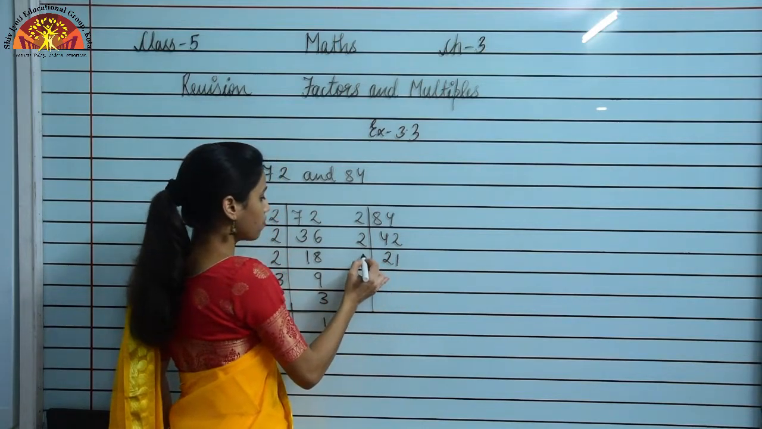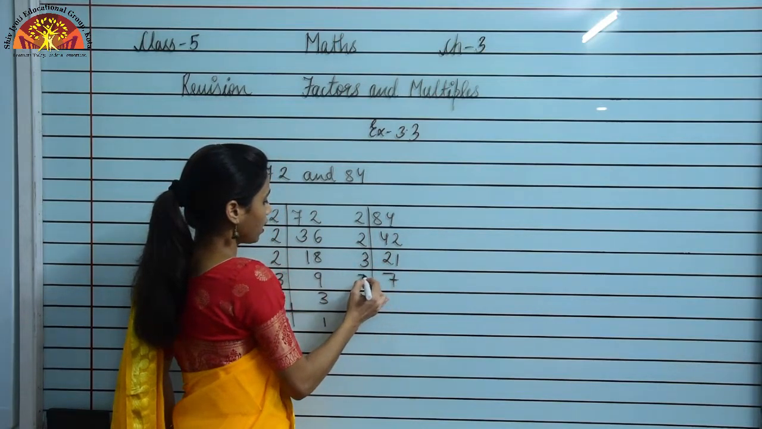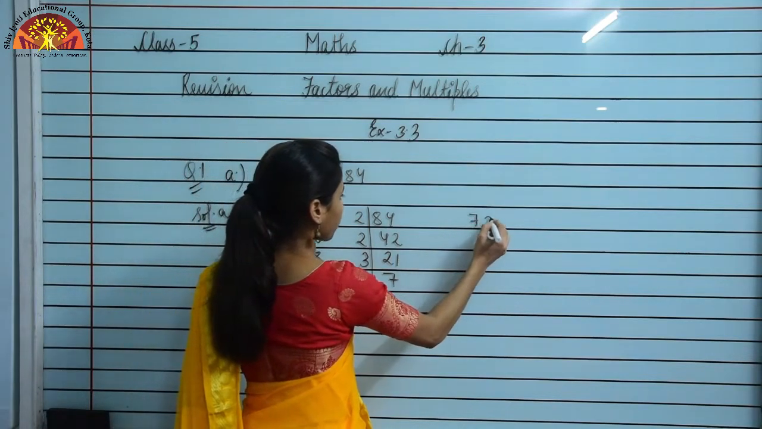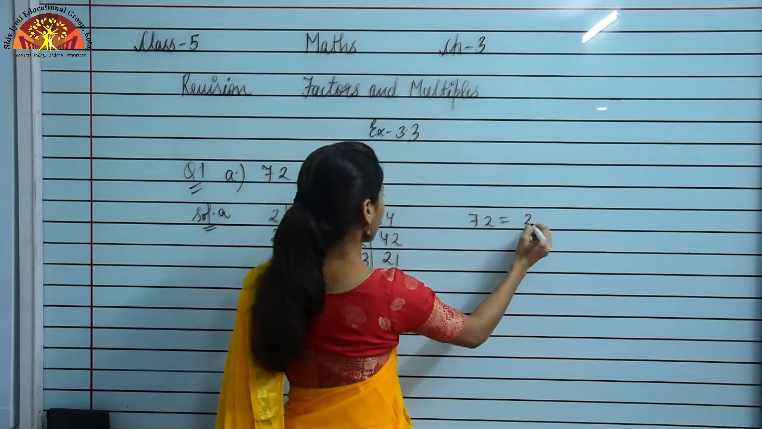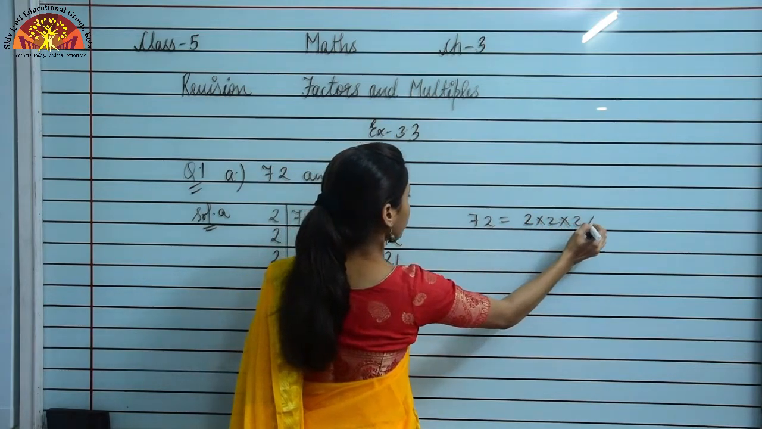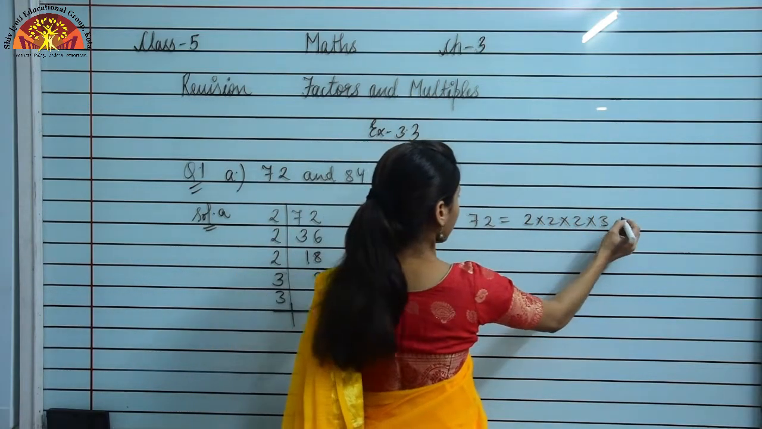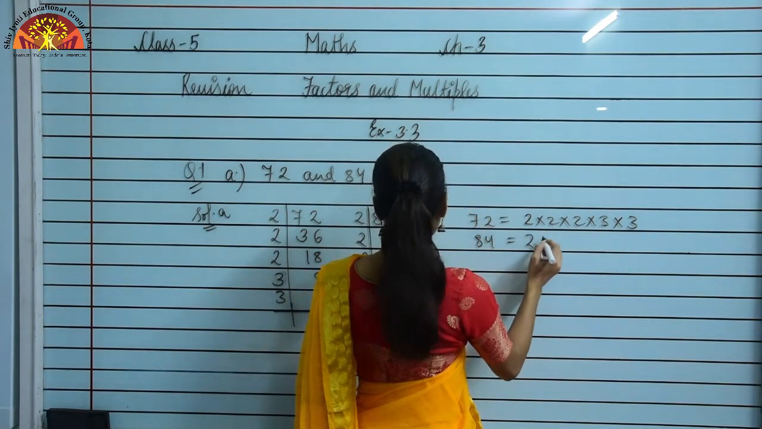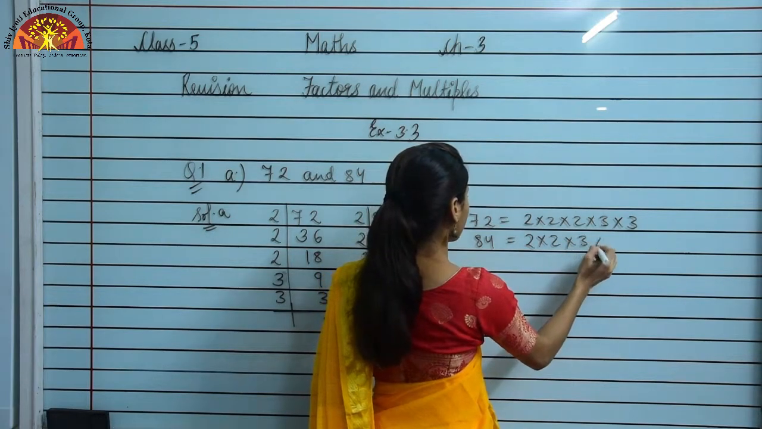Now 21 is divisible by 3 7 times and 7 by 7 1 time. Now I will write the factors. It will be 2 into 2 into 2 into 3 into 3. Now 84 is equal to 2 into 2 into 3 into 7.